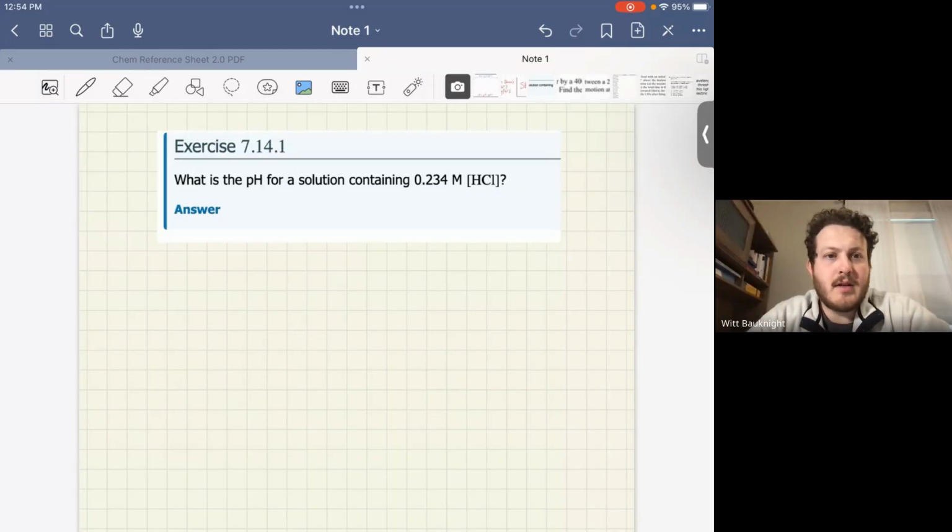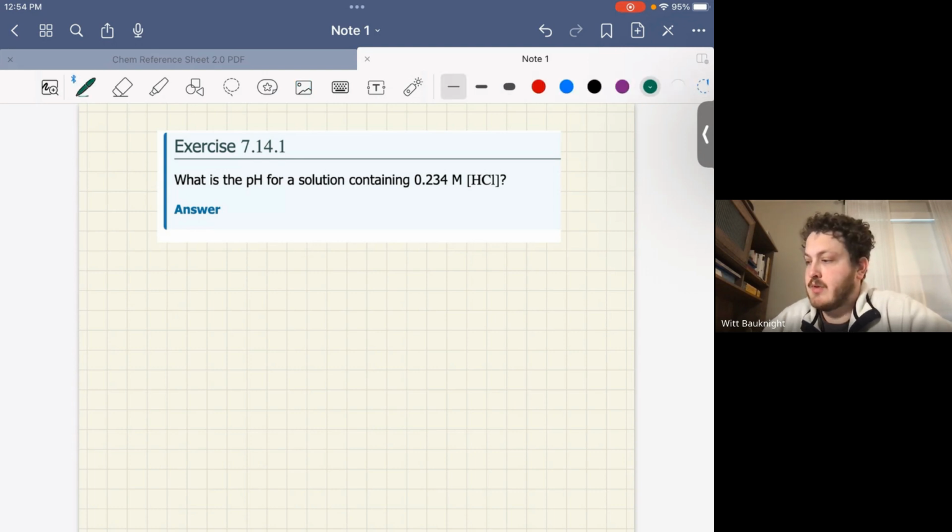All right. So, this is how you find the pH of a strong acid. Pretend you didn't know that yet. You read the question, it says, what is the pH of a solution containing 0.234 molarity of HCl? So, it's totally based off of memorization.